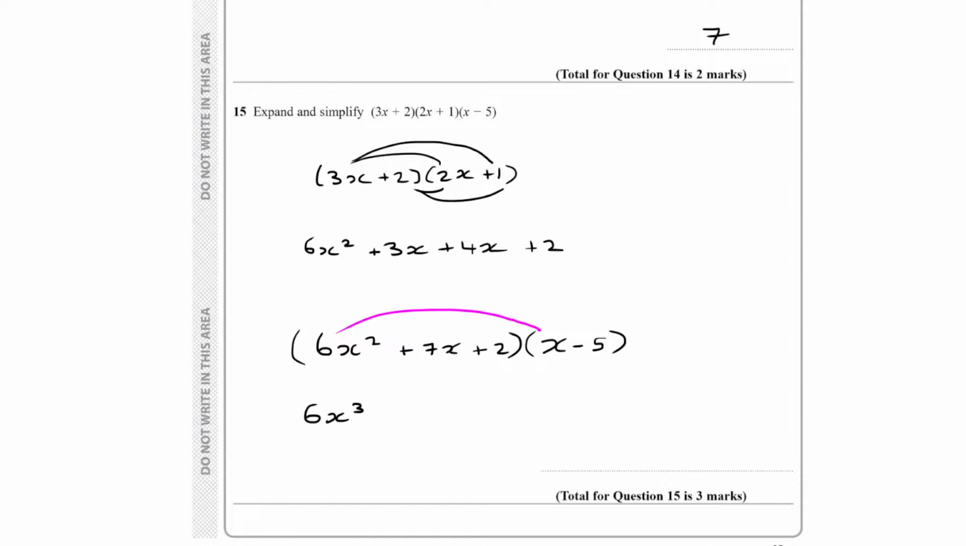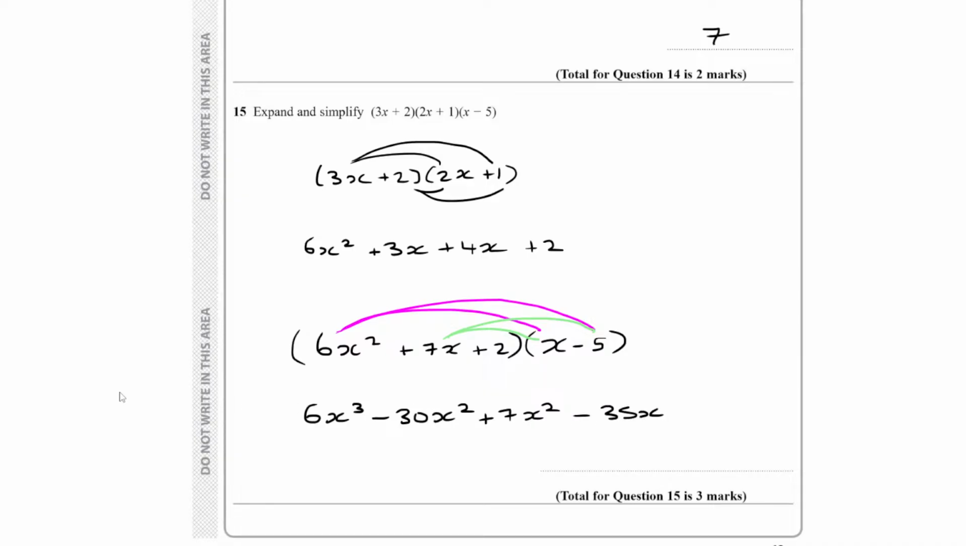6x cubed, as you can see, there's your cubic. Then I take the 6x squared again, do it by minus 5, minus 30x squared. Then I do 7x and x, so 7x squared. 7 by the minus 5. Again, be careful just because it is a negative 5 there. If you've got any negatives, be careful of that.